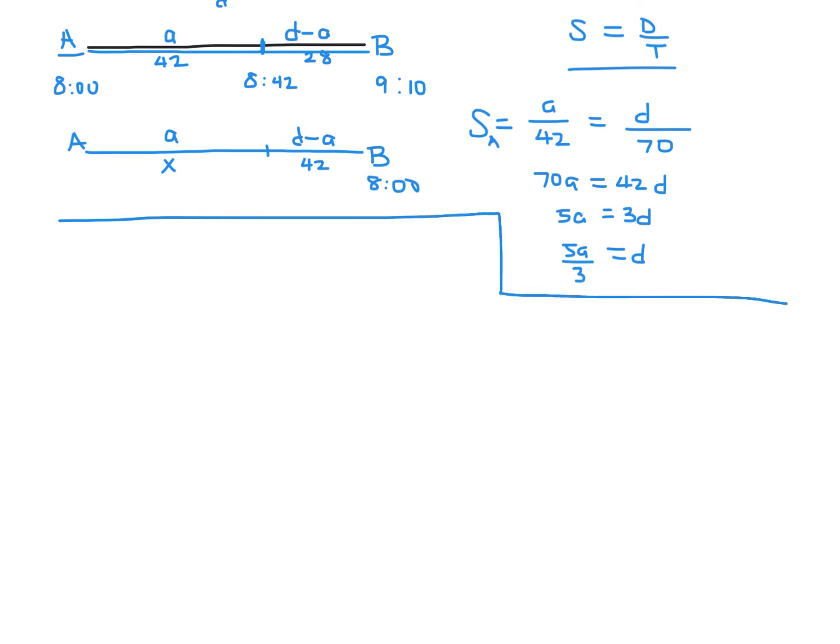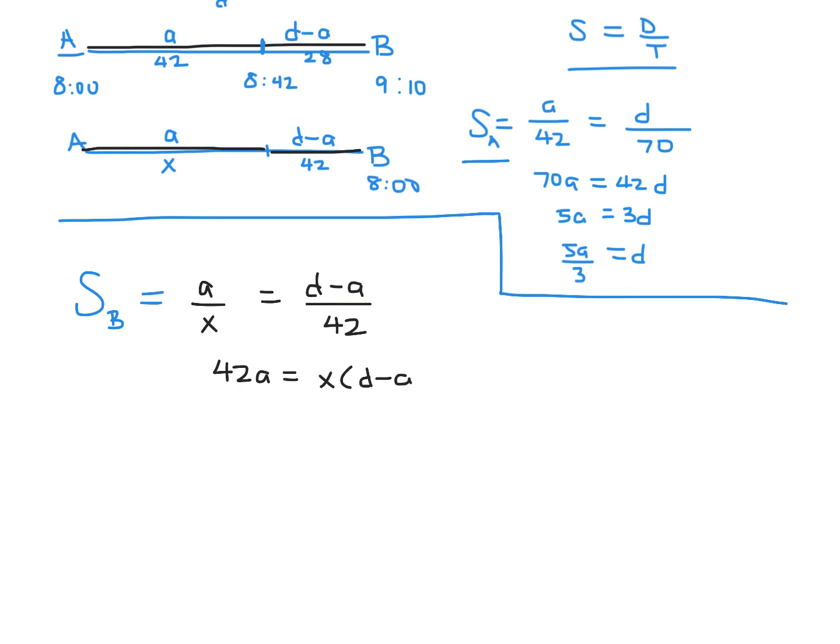Now we have to get into the comparisons of the speed for B. Very similar to what we did over here. Now, for this segment here, which is going from there to there, that is A over X. And for this segment here, that is D minus A over 42. Okay, then let's use that. So cross multiply, 42A will be X times D minus A. That's going to help us, hopefully. So that means X is equal to 42A over D minus A.